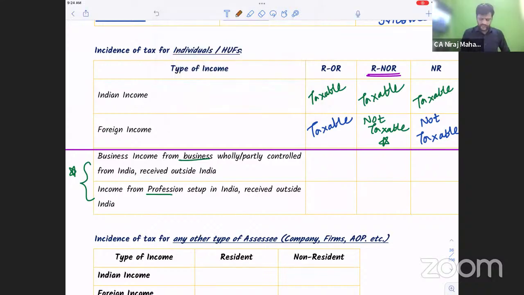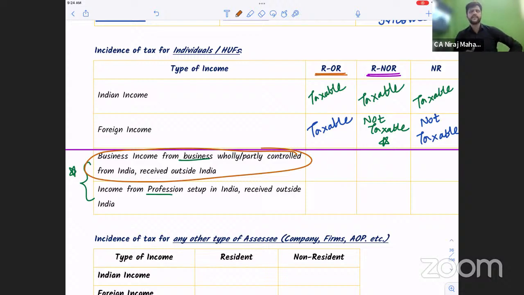Okay, but let us clear this case. Tell me, we have this income. Received outside India, accruing outside India. For ROR, what is the case? Taxable or not taxable? Kushbu, Mansi, pay attention. What is the type of income? Business income from business, wholly or partly controlled from India, received outside India. See what is happening? Accrued outside. Where is the business being conducted? Outside India. Where is it received? Outside India. What is in India? Control. For ROR, what happens?